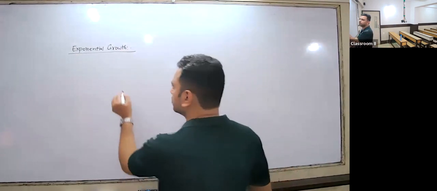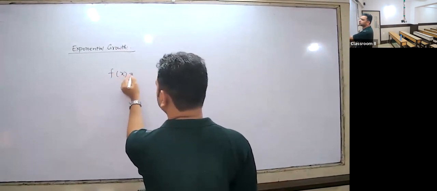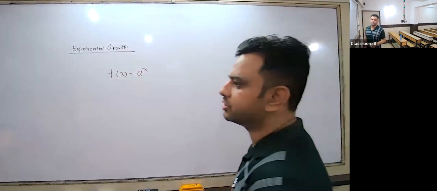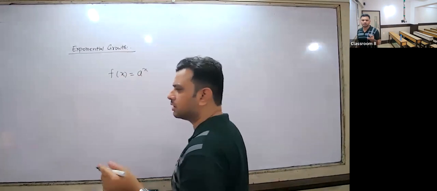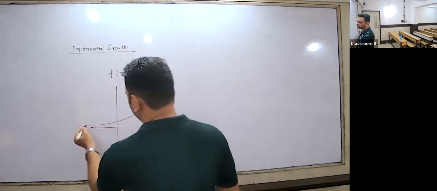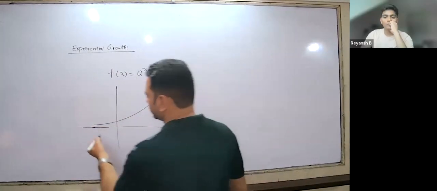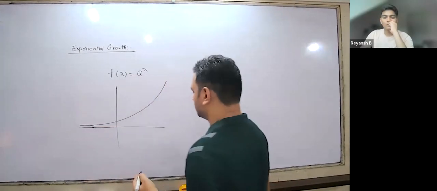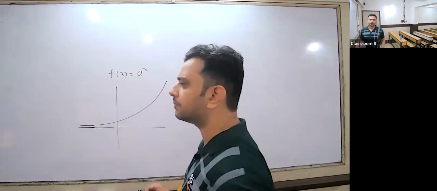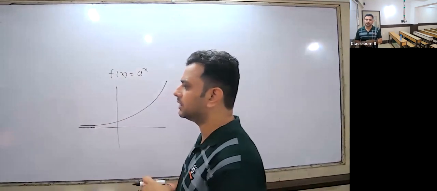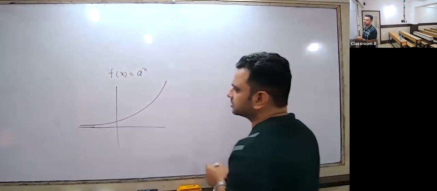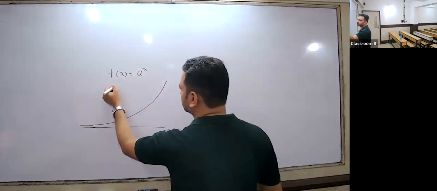Do you know what the graph of f(x) equals a power x is? How do we draw it? This is the graph. We use this graph in the case of, let's say, compound interest, or when anything decays or depreciates by some rate.